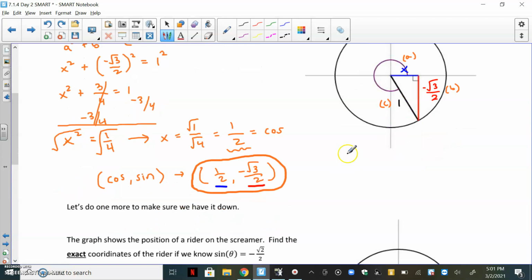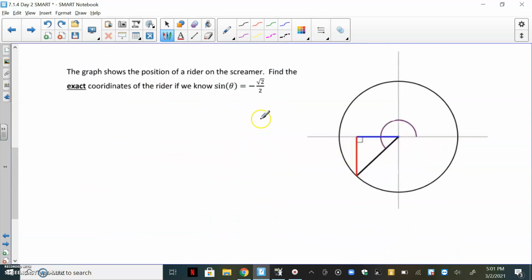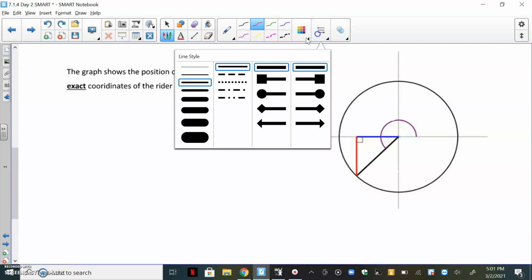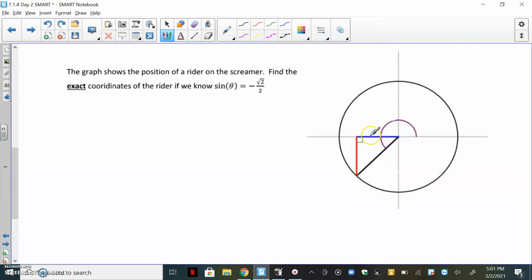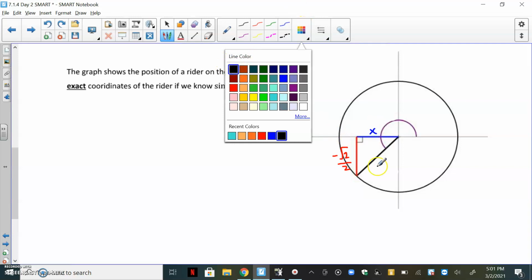All right, let's do one more example. Okay, this time I gave you a new sine value. It's negative root 2 over 2. So just like we started before, you want to label your triangle accurately. Because it's a sine value, we got to put it on the vertical distance, so that's going to be the red one. All right, so negative root 2 over 2. We're looking for the blue. We'll call that x. And as usual, the hypotenuse is 1.